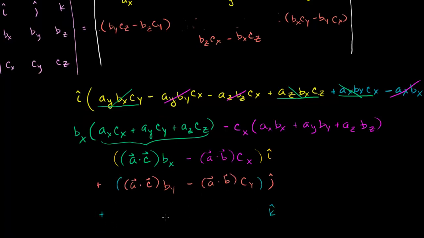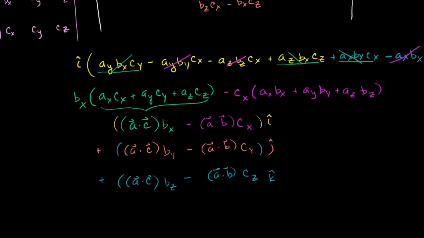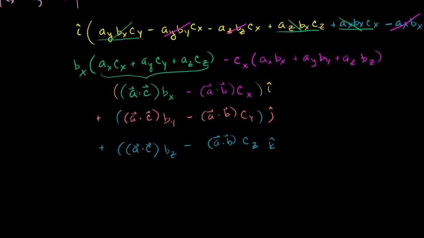Same idea. You're going to have b sub z, c sub z, and then you're going to have a dot b over there, and then you're going to have a dot c over here. Now, what does this become? How can we simplify this? Well, this right over here, we can expand this out. We can factor out an a dot c from all of these terms over here. And remember, this is going to be multiplied times i.